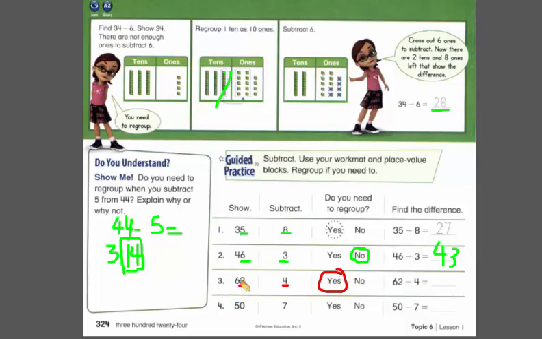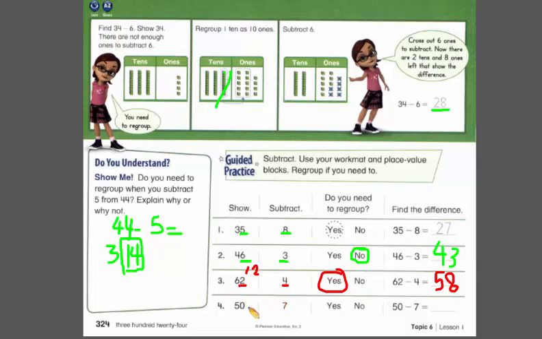What's the meaning of regrouping? I will exchange 1 ten from 6, so now I have 5 left. I exchange that 1 ten as 10 in the ones. Now I have 12 in the ones. So 12 minus 4 ones equals 8. So the answer is 58. One more time so you will get it.